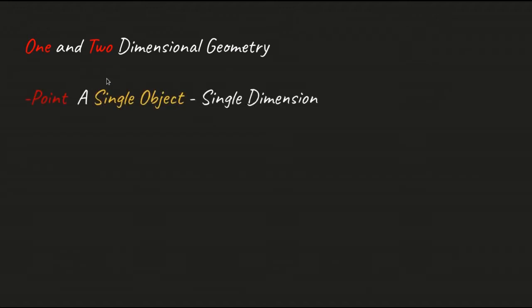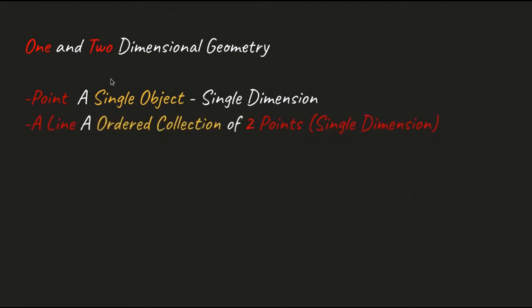Okay, right. So if we look at 1 and 2 dimensional geometry or shapes, right? Geometry is just another word for shapes, the relationship between shapes. We're going to deal with points. A point is a single object and a single dimension, so it's called one dimension. A line is an ordered collection of 2 points. You'll see some more about that now, but it's still a single dimension.